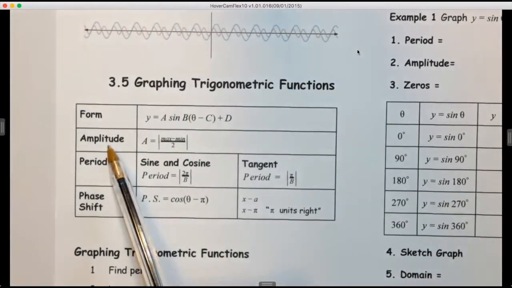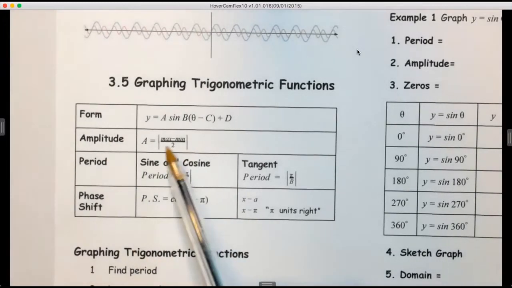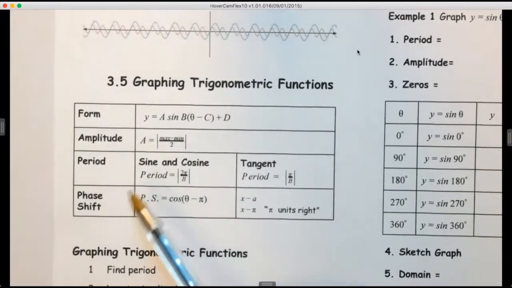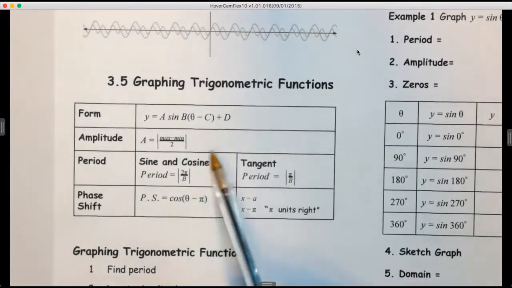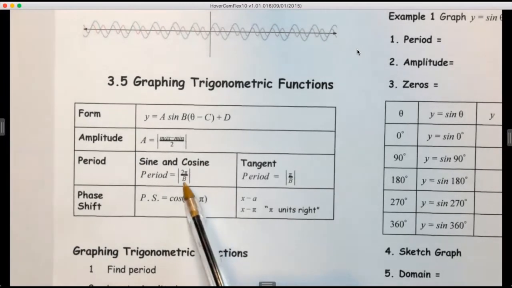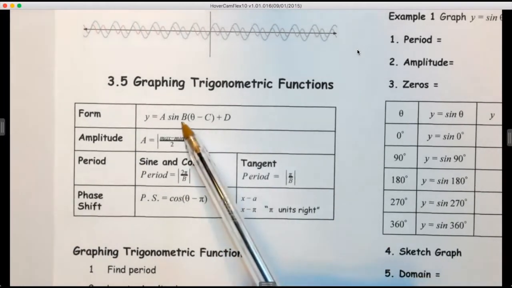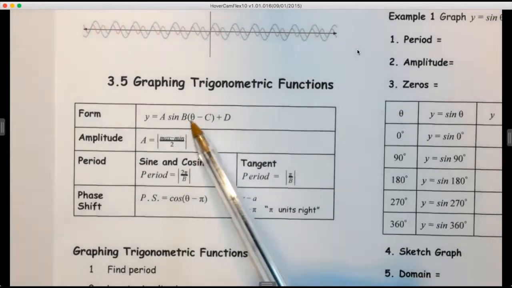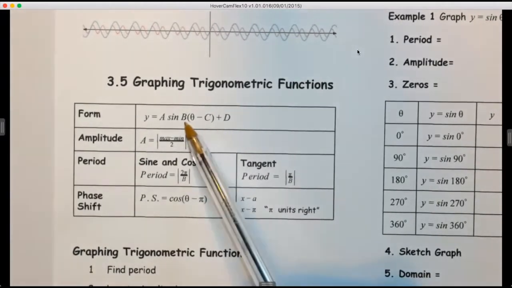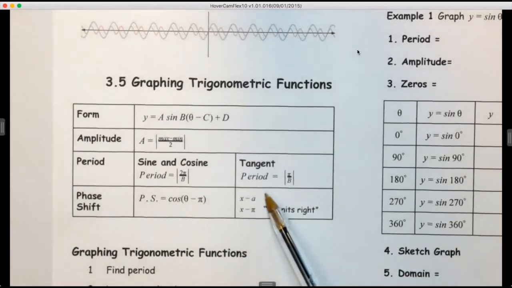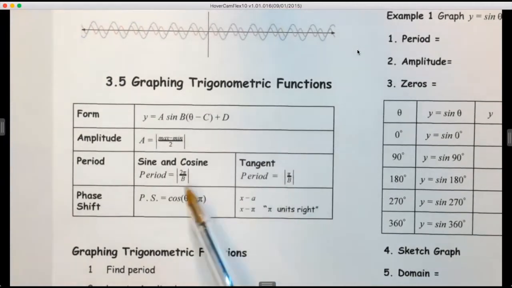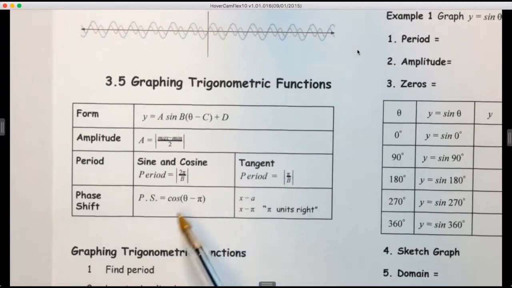We have amplitude, how high and how low, the absolute value of the amplitude because distance cannot be negative. The period for sine and cosine is 2 pi divided by b. Here's b. Whatever the number is in front of theta, that is the period, how often it's going to be repeating. We won't be doing too much with tangent because of this remote learning. We will mostly be doing sine and cosine and their inverses.